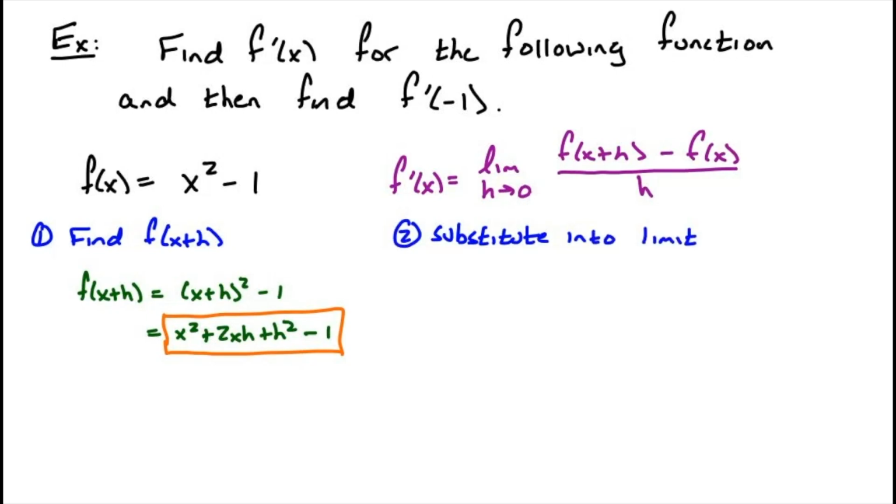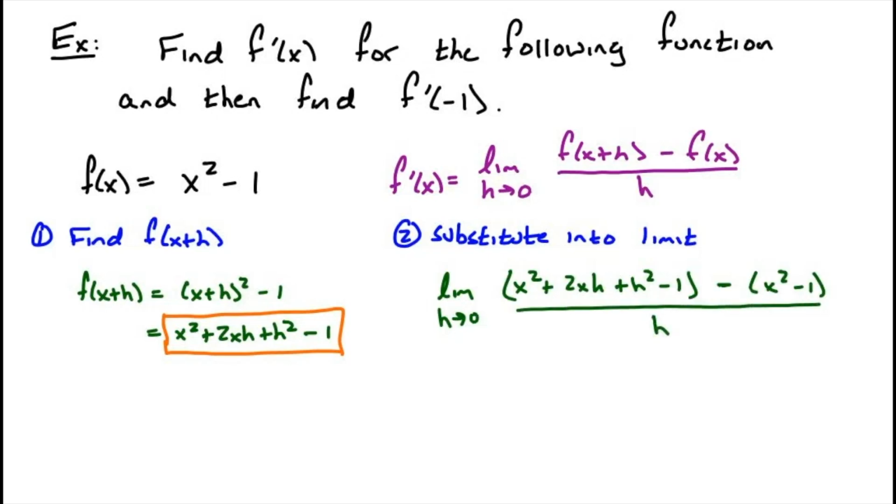So step 2 is substitute our expressions into our limit. This would get us the limit as h approaches 0 of f of x plus h, well that's x squared plus 2xh plus h squared minus 1, minus our original function x squared minus 1. I want to put these in parentheses to indicate that I am subtracting both functions. And now we just want to simplify and clean things up.